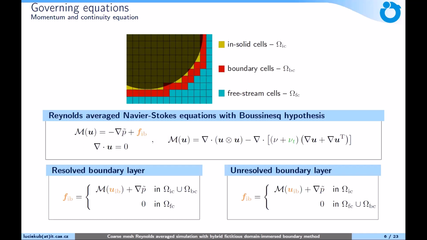And it's computed from immersed values, which are then enforced by the iterative solution in respective cells. And you may notice that the source term is not active in the whole domain. It's always 0 in free stream cells, and it's always active in the solid cells. And in case when we have a resolved boundary layer, it also is active in the boundary cells. In case when the boundary layer is unresolved, we just let the flow behavior be governed by the turbulence viscosity.